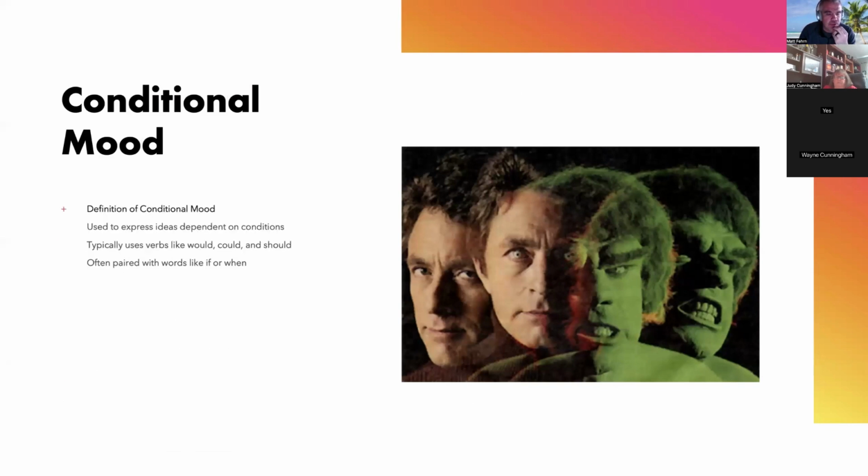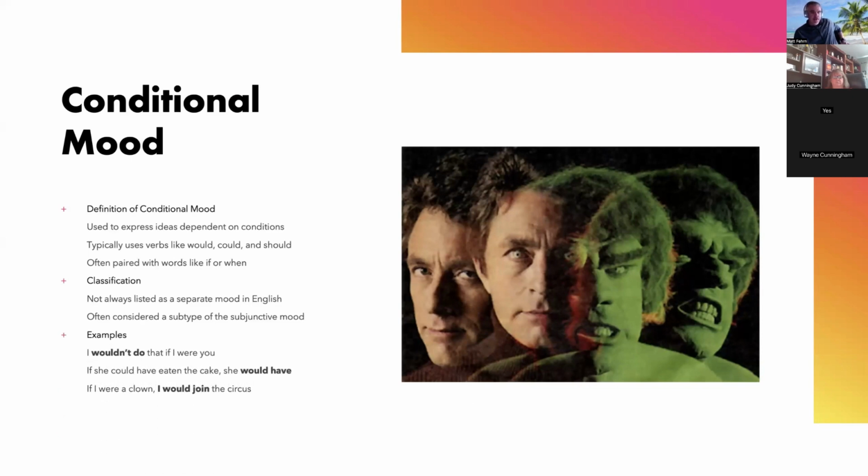Conditional mood is used to express ideas dependent on conditions. So it's used with would, could, should. Some examples: I wouldn't do that if I were you. If she could have eaten the cake, she would have. If I were a clown, I would join the circus. So again, dependent on conditions. It's depending on this, it would do that.